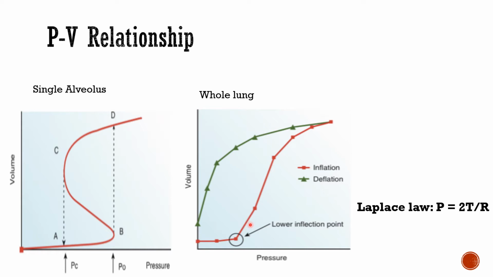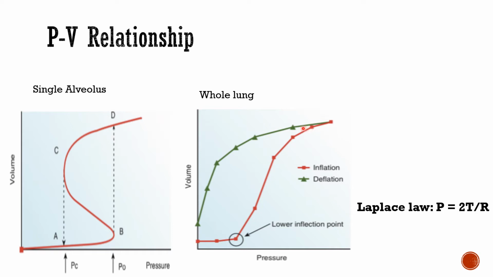Alveolar recruitment occurs throughout this inflation limb and is not just limited to this lower inflection point. Above a certain limit, the upper inflection point, further increments in pressure are not leading to an increase in volume as the total lung volume is reached. And this is the zone of overdistension and volutrauma.